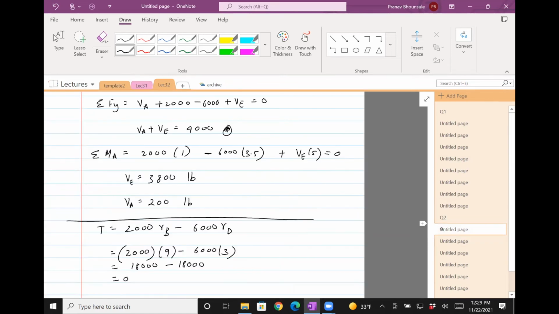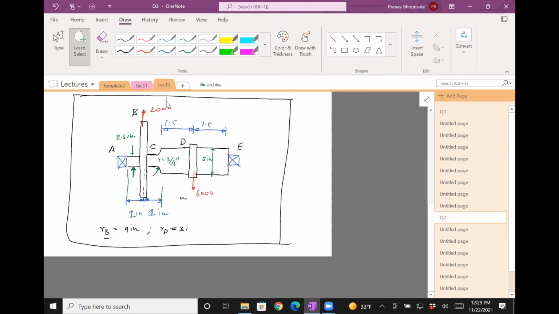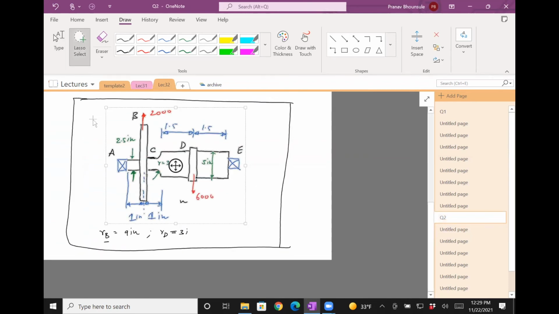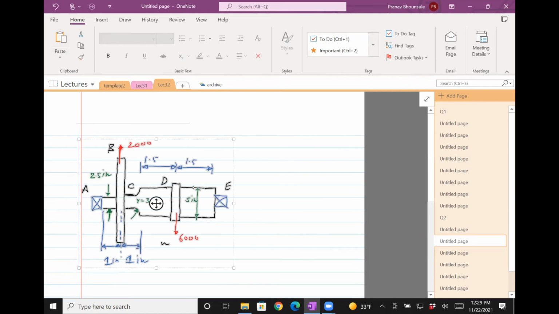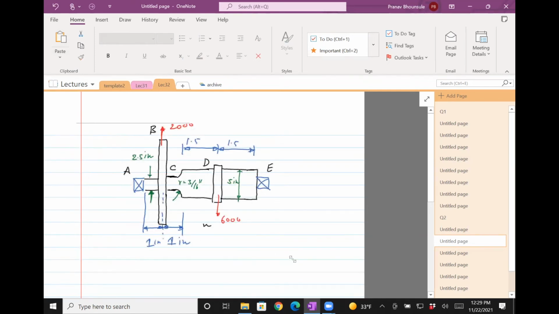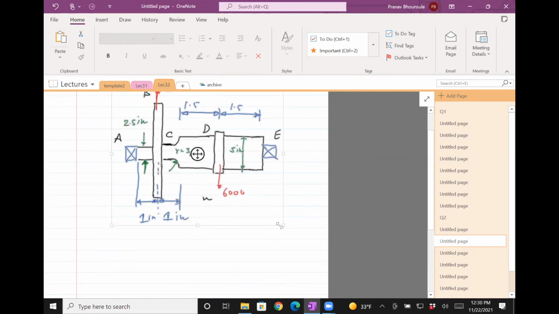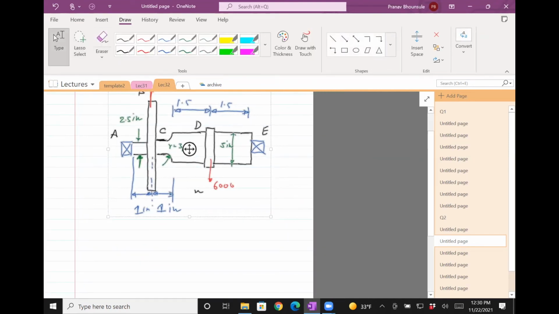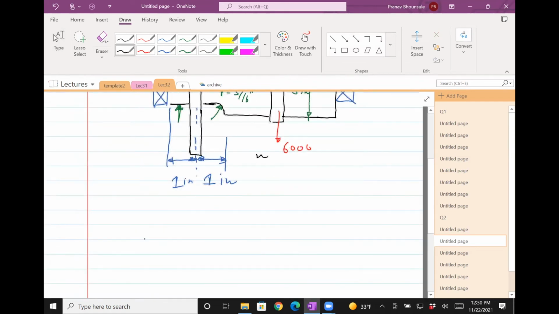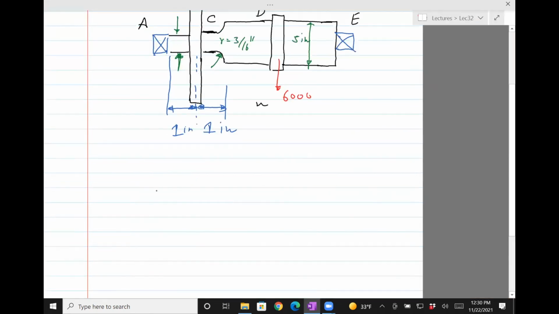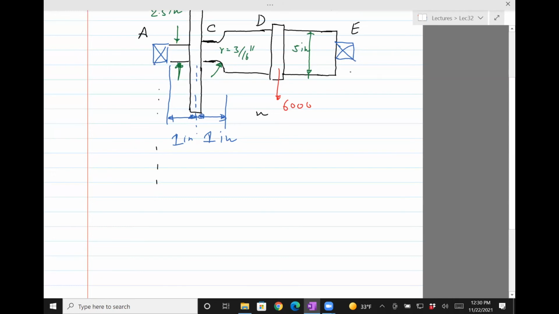Okay, so I need to copy that figure again. Okay, let's blow it up a little bit. Okay, so let's draw the shear force diagram first. So there's going to be my axis for shear force. This is V, and this is X.